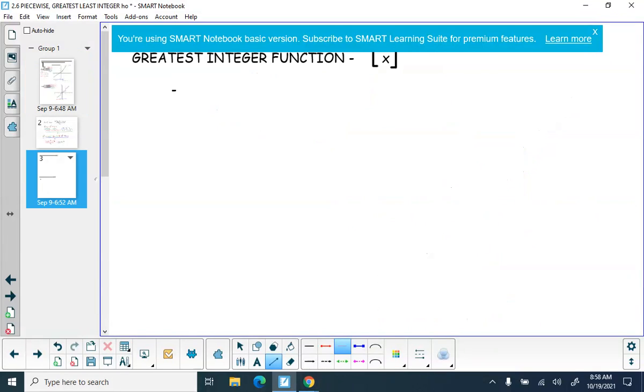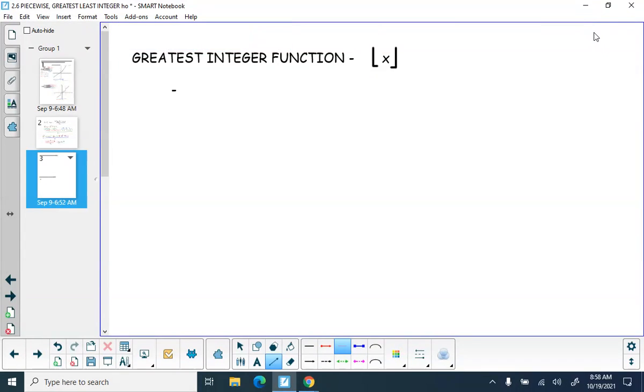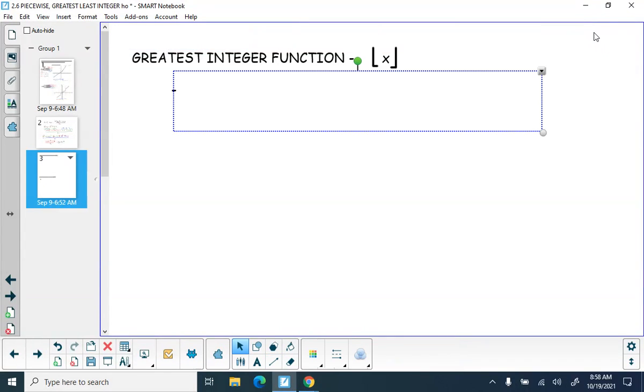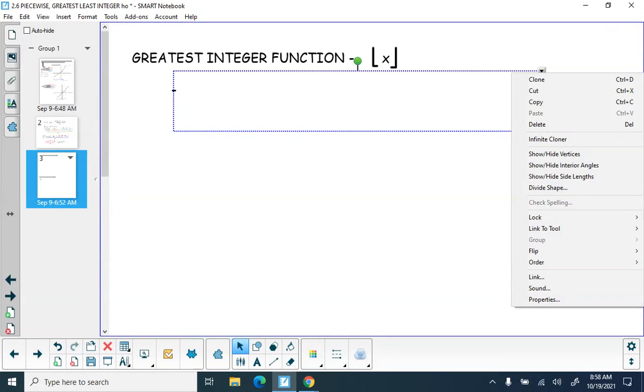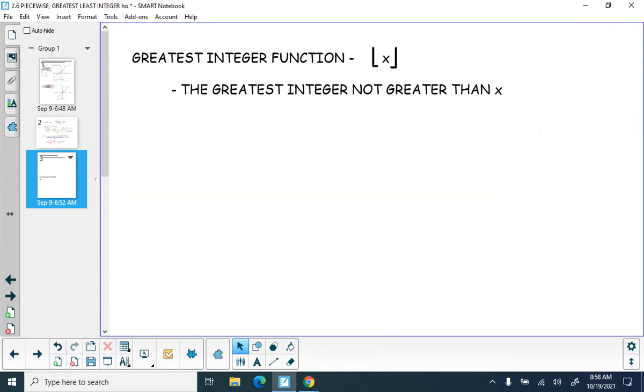Two other types of functions. The greatest integer function. It is a bracket without the top there. The greatest integer function means the greatest integer not greater than x.